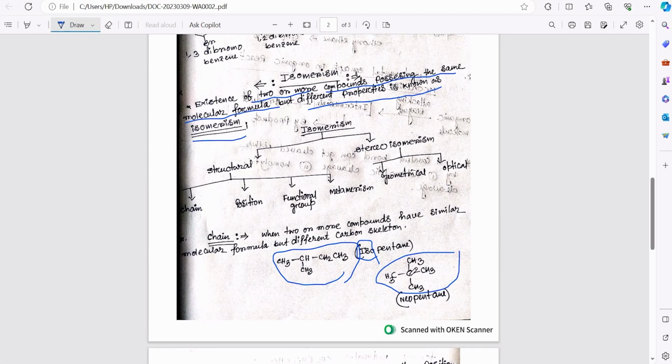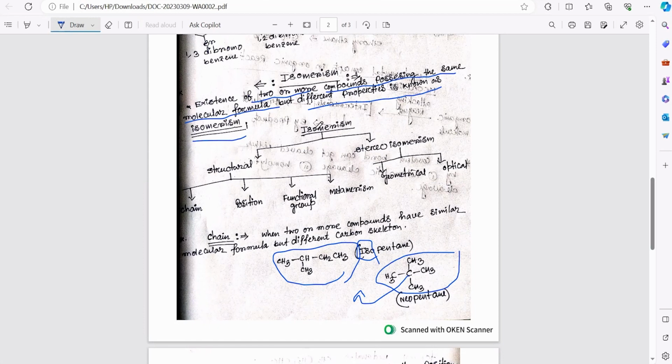What is a quaternary carbon center? If one carbon atom is bonded to four carbon groups, with no hydrogen on it, then that is called a quaternary carbon. So here, this is isopentane and this is neopentane, because one carbon contains four CH3 groups. That is why it is known as neopentane.